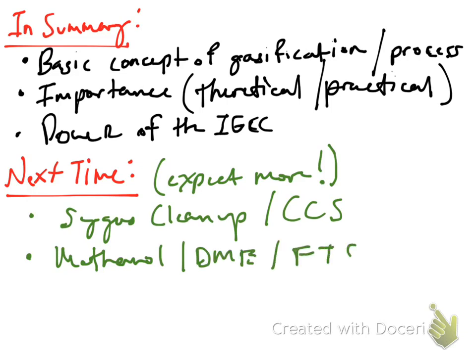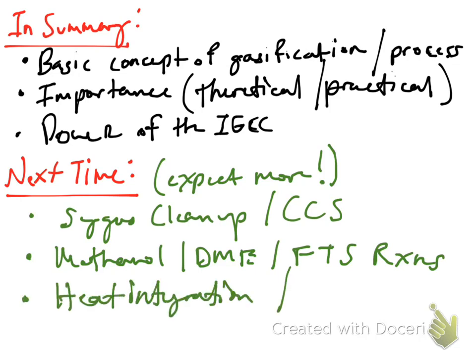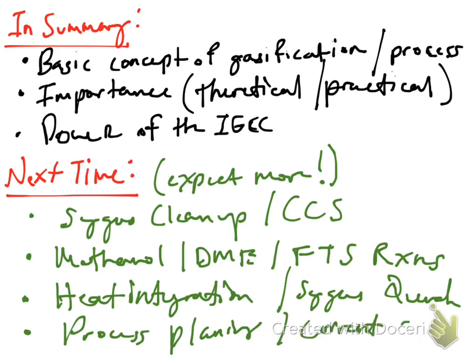And talk about the actual reactions that use the syngas to produce the fuel. So that's the methanol synthesis, dimethyl ether, and the Fischer-Tropsch synthesis reactions, the main ones. Heat integration in these process islands, and like I said, syngas quench. And finally, talk about process planning and the current IGCCs. So talk about a few case studies of a few of these IGCCs that are coming online or are already online.